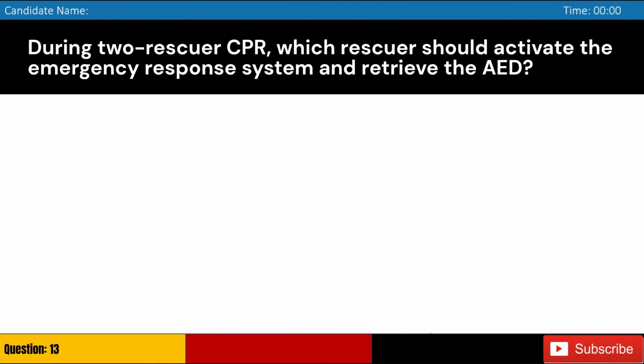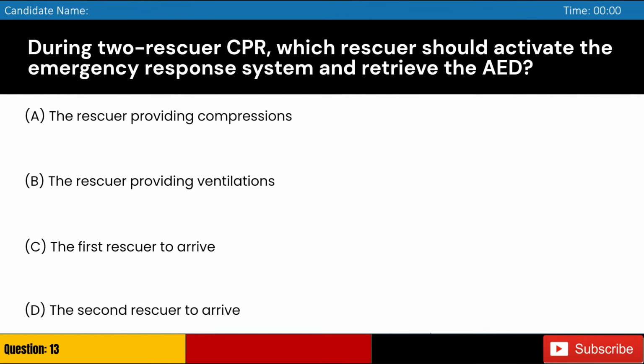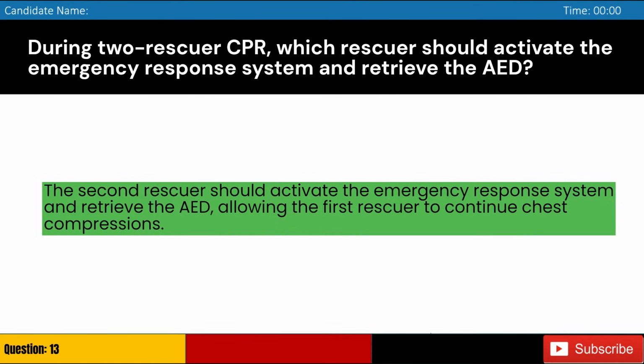During 2 rescuer CPR, which rescuer should activate the emergency response system and retrieve the AED? A. The rescuer providing compressions. B. The rescuer providing ventilations. C. The first rescuer to arrive. D. The second rescuer to arrive. Answer: D. The second rescuer should activate the emergency response system and retrieve the AED, allowing the first rescuer to continue chest compressions.